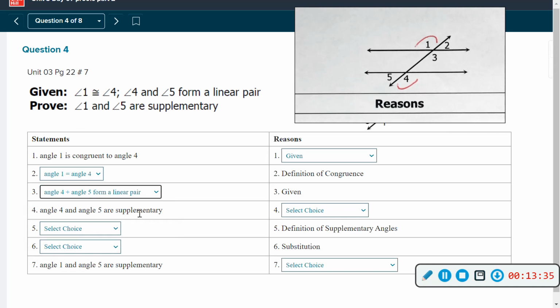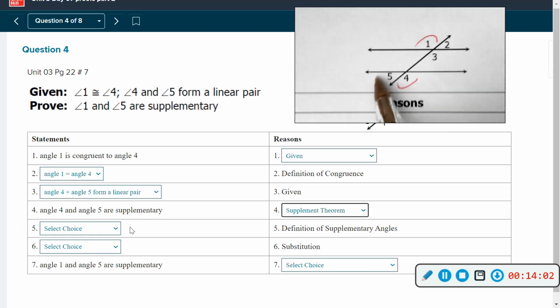Then we say 4 and 5 are supplementary. Now, what was said a second ago for that to happen? So I would hope the word linear would be in here, but that's not. The only other word that was said just a second ago is the word supplementary. So that would be supplement theorem. So basically, the rule for supplement says that if it's a linear pair, it's all automatically supplementary. So that's the only choice. So that says 4 and 5 make a straight line, which they do.